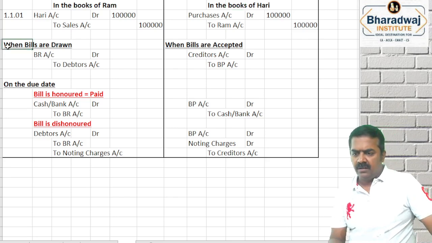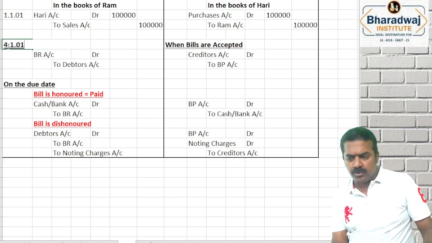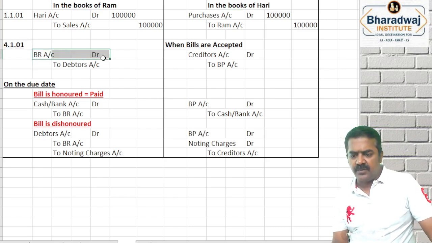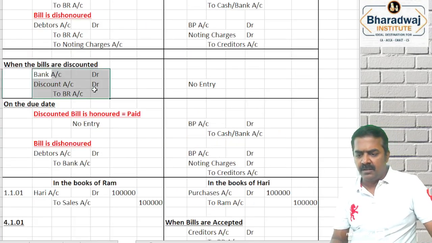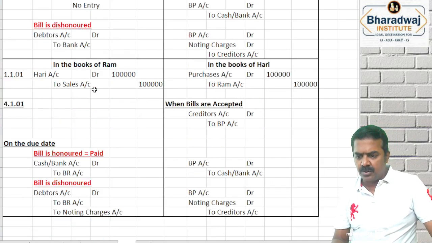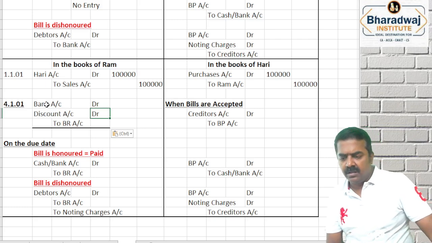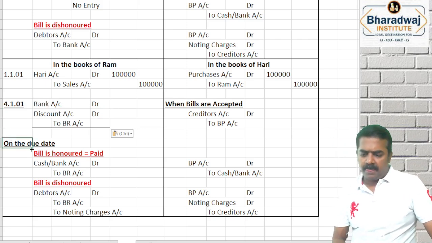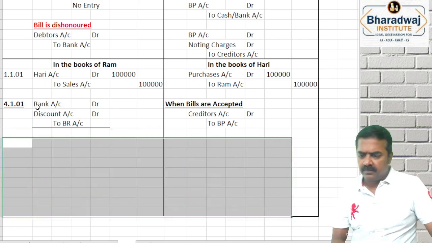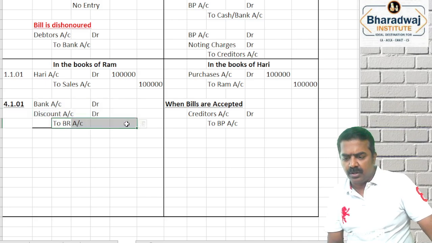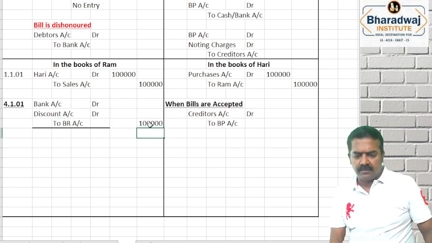Then, when the bill is discounted, 4/1/2001, what is the entry for discounting the bill? Bank account debtor, discount account debtor to which account? Bills receivable account. Bank account debtor, discount account debtor to bills receivable account, 1 lakh.